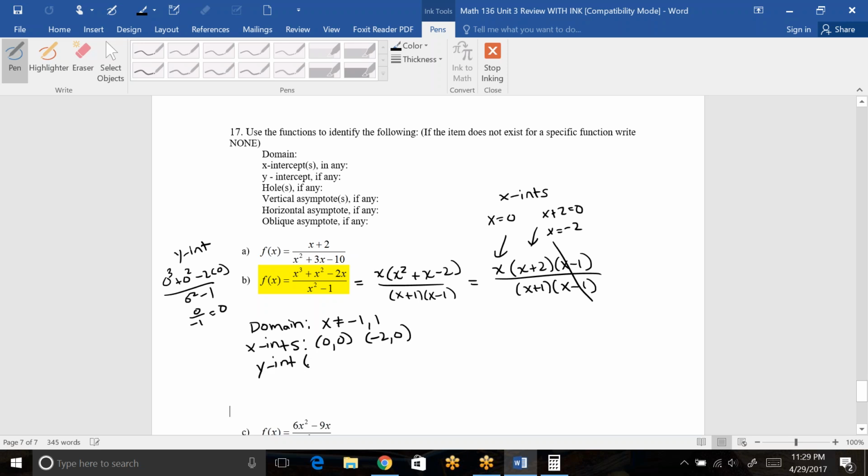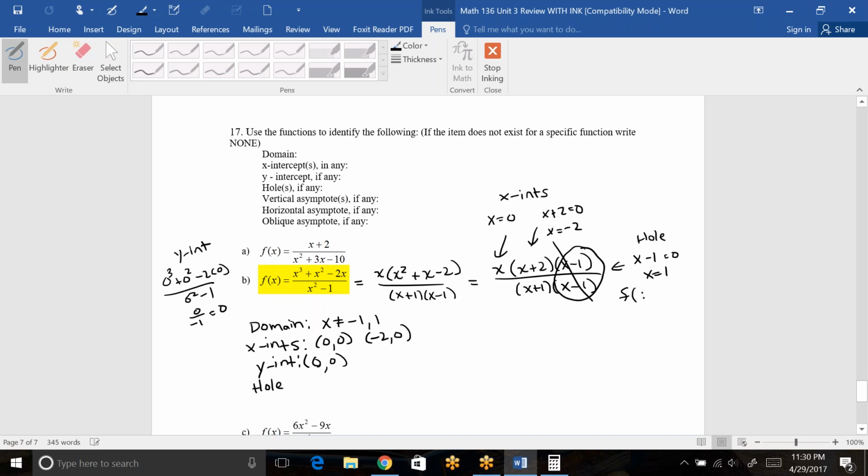Which makes sense. Anytime the x-intercept is 0, 0, so will be the y-intercept. There is a hole. Remember, the hole has to do with the portion that canceled. So x minus 1 is our hole, but we set that equal to 0 to find the x coordinate. So that'd be +1. You also have to find a y coordinate.